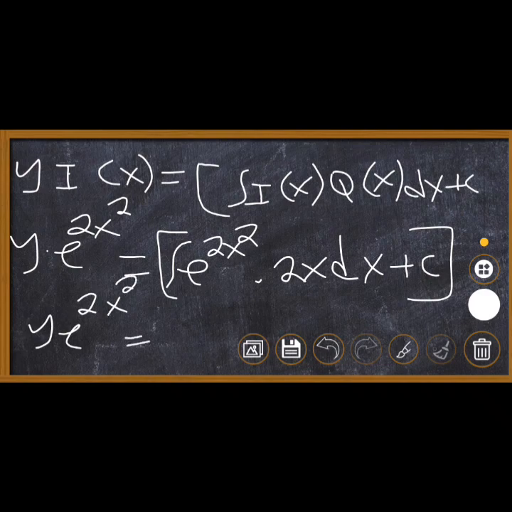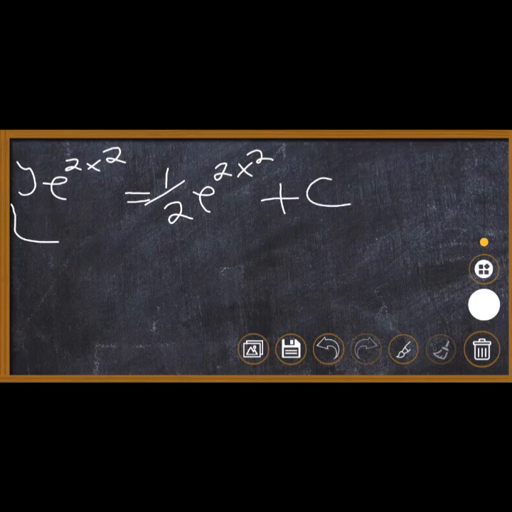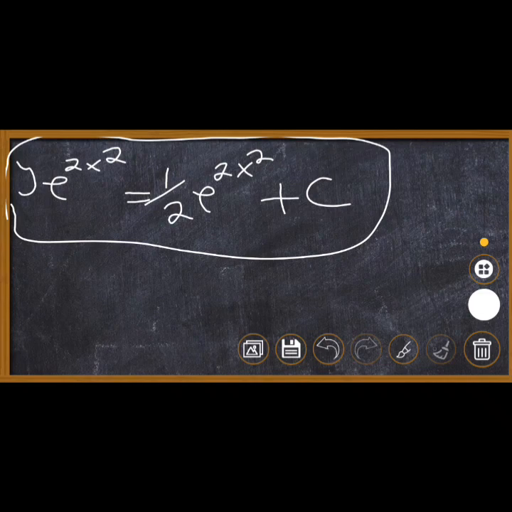So here, integrating this, we know that we have 1 over 2 e raised to power 2x squared plus the constant c. So let me just write this properly. So we have y e raised to power 2x squared equal to 1 over 2 e raised to power 2x squared plus the constant c. So this is the general equation of the given question. So whenever you have been asked to find the general equation, you end here.